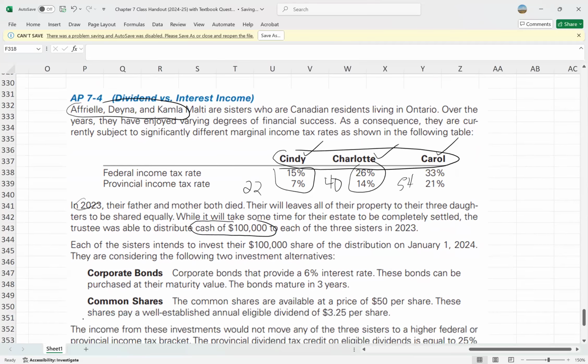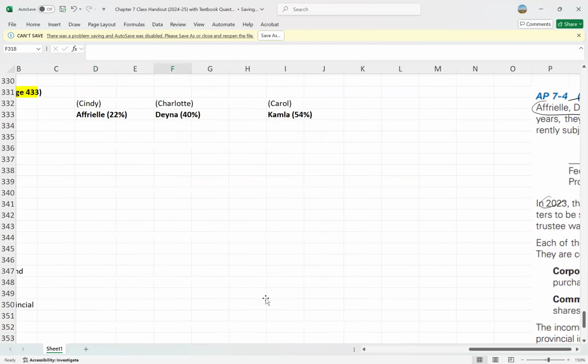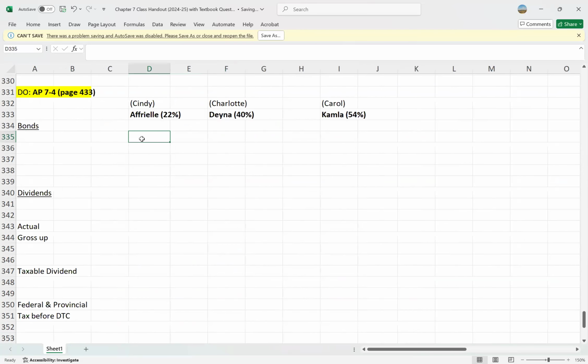They can either each invest it in bonds that will pay 6% interest, or in shares that they can buy for $50 a share, and the shares will pay an eligible dividend of $3.25 per share. So let's start with the bonds first. The bonds is pretty easy. If they take the 100,000 and invest it in bonds, they're going to get 6,000 of interest income every year. So let's look at the calculations for each of these sisters. They're going to get 6,000 in interest income. So each sister, if they invest in bonds, is going to get 6,000.